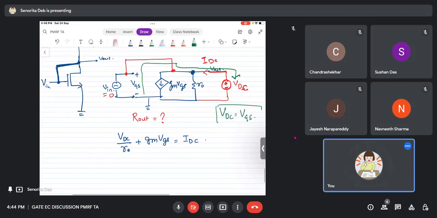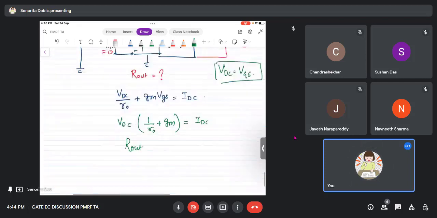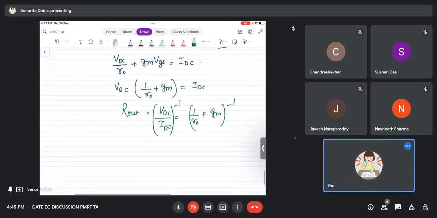Right? So that means VDC equals to VGS. So if I take VDC common from here, I get 1 by R0 plus GM equals to IDC, and I get R out as VDC by IDC equals to 1 by R0 plus GM. This I have written wrong. Okay, this is inverse, right? So R out is 1 upon 1 by R0 plus GM.